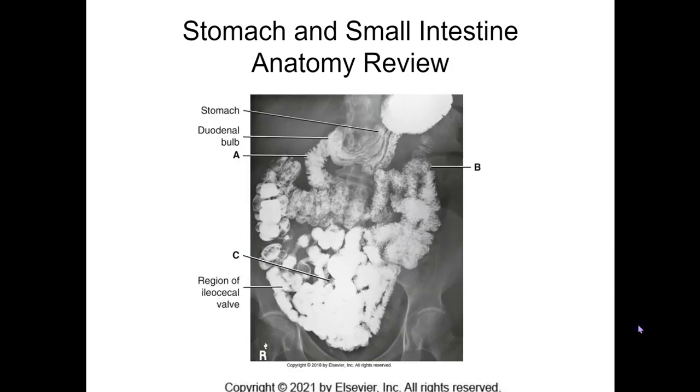Let's take a look here at an x-ray of the abdomen with contrast. This patient has ingested barium, which shows up white on our radiographs. A is that C loop of the duodenum that we were talking about a minute ago, and then of course your duodenal bulb is right above that. B is the region of the jejunum, and notice it has a feathery appearance that is very characteristic of the jejunum. And then C is the ileum. And remember, at the terminal ileum, or the end of the ileum, you have the ileocecal valve, and that valve separates the small intestine from the large intestine.